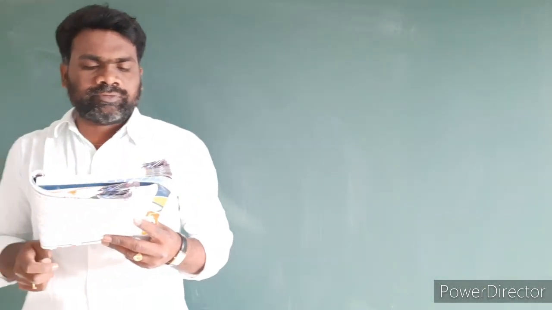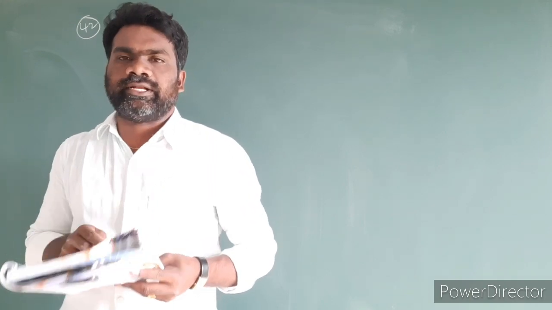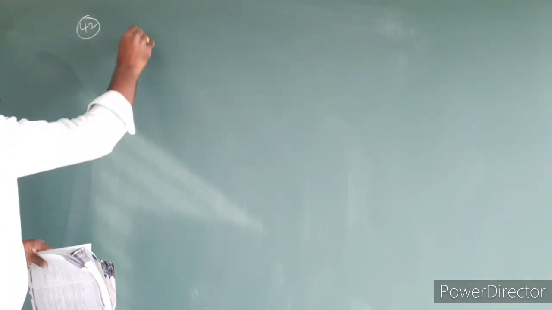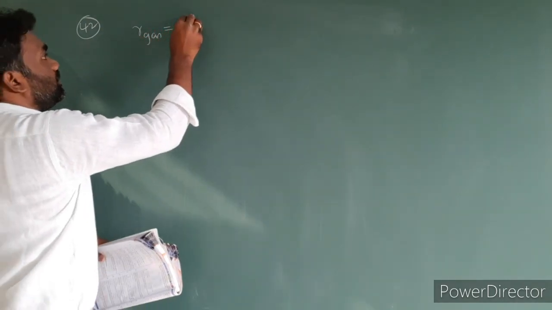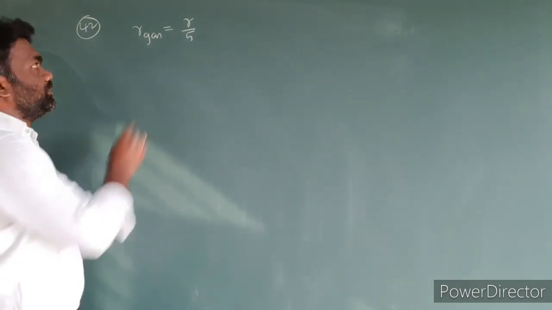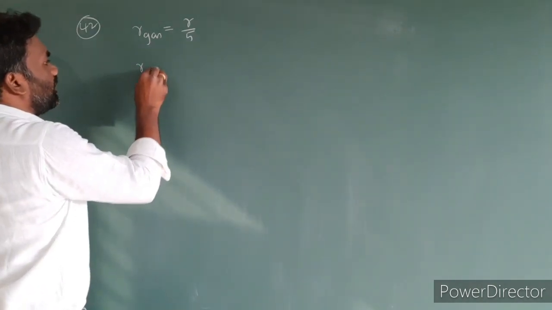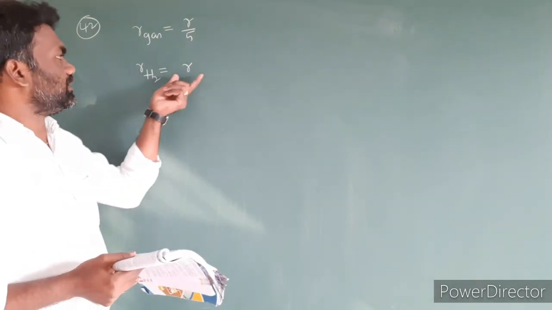Look at problem number 42. A gas diffuses 1/5 times as fast as hydrogen. Its molecular weight is? So an unknown gas is given, and its rate of diffusion is R by 5. Labeling the rate of diffusion of hydrogen as R, the rate of diffusion of hydrogen gas is R.